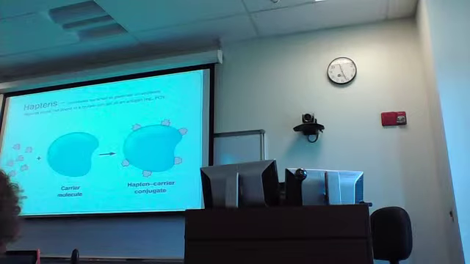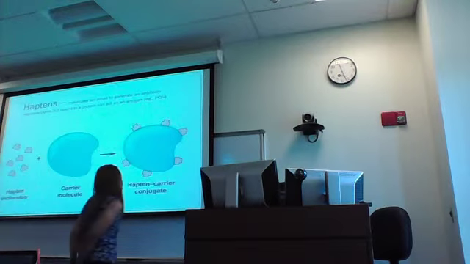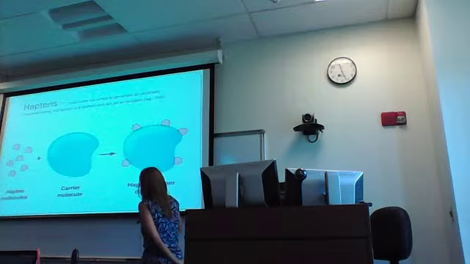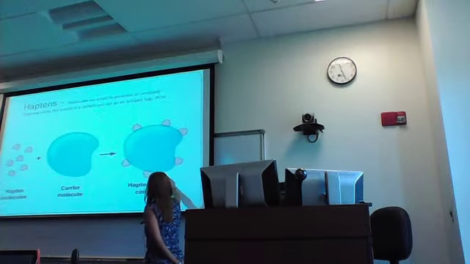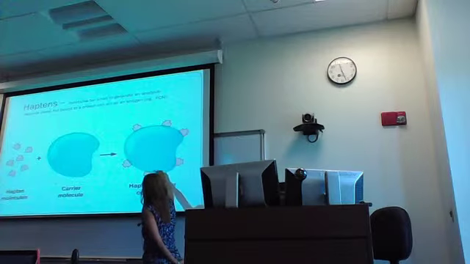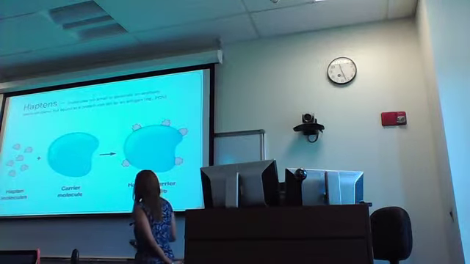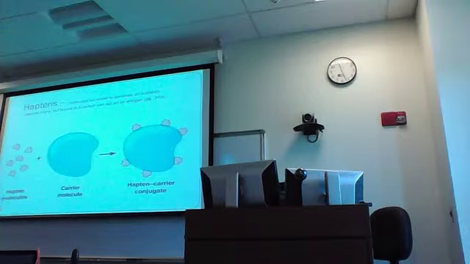Once the pathogen is attached, the immune system can then respond by making an antibody against the pathogen, against the carrier, or against the pathogen-carrier molecules. So it can respond in multiple ways.